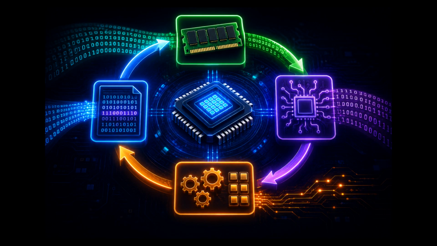The CPU works in a continuous cycle. First, it fetches the next instruction from memory. Then, it decodes what the instruction means. Finally, it executes the required operation. This fetch, decode, execute cycle repeats millions of times every second.